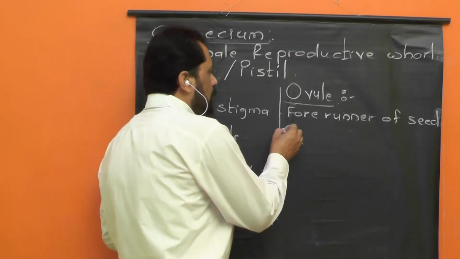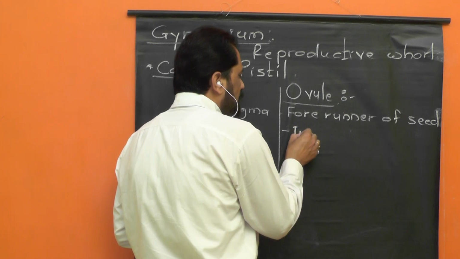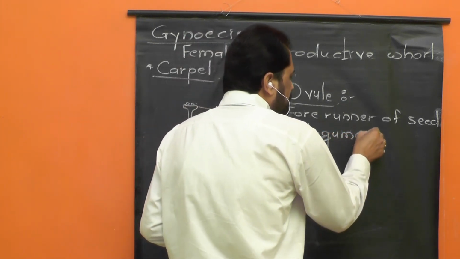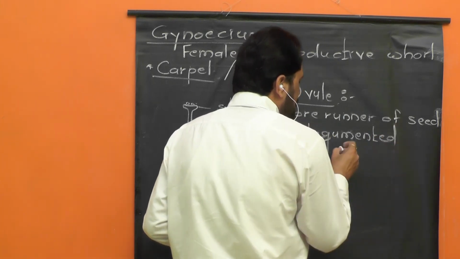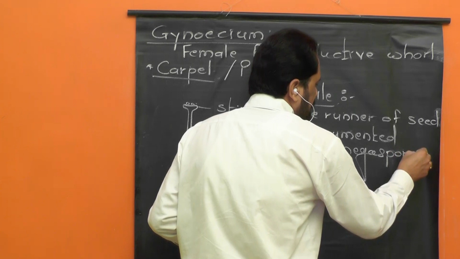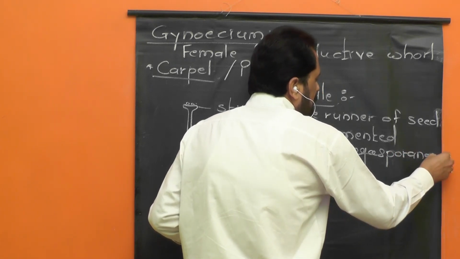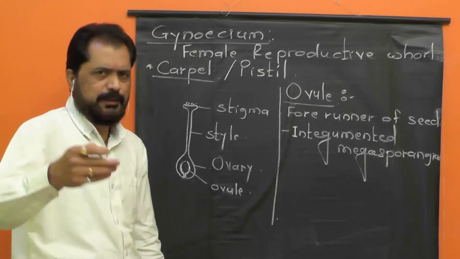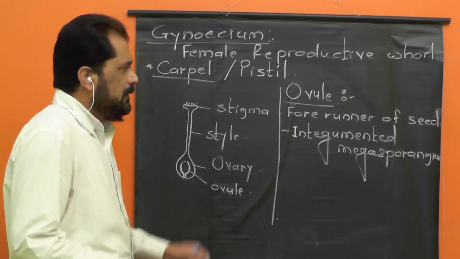Ovule may be known as integumented megasporangium. Now why this is so, you will understand very soon in the next few minutes.